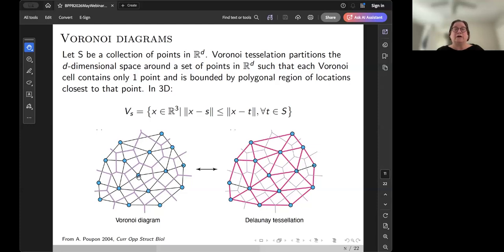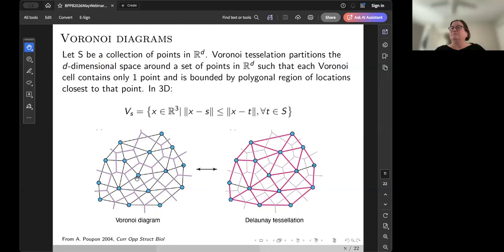So what I can do is box off the region of those points as a cell that belongs to that point S. And that's really what a Voronoi diagram gives us. It partitions the space into these polygonal regions.